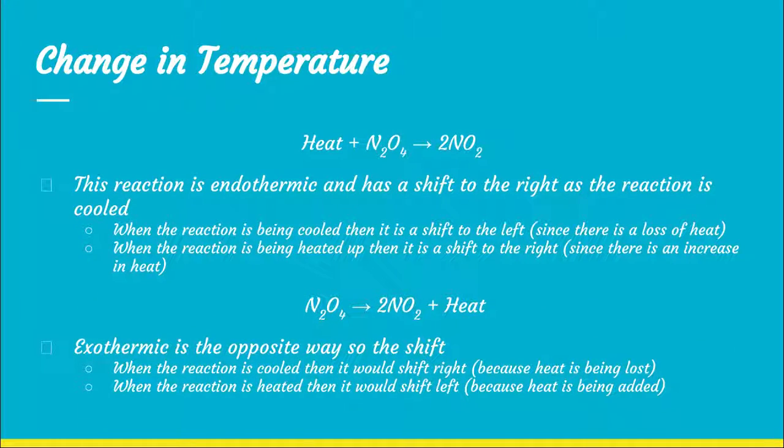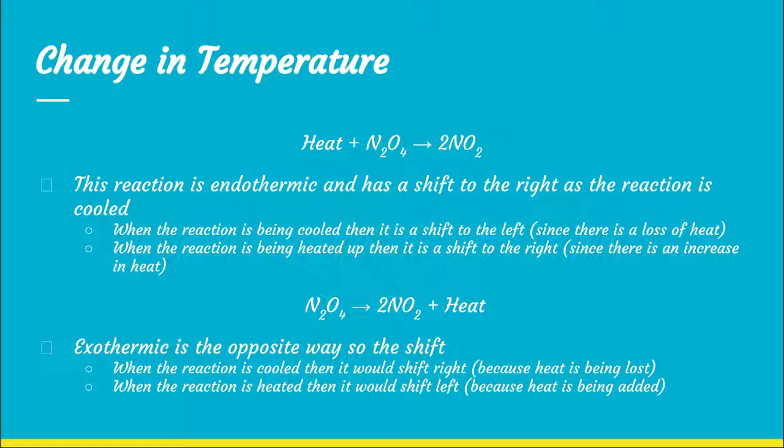My example is adding heat to the left side of the reaction. So heat is added to N2O4, which yields 2NO2. So this reaction is endothermic because heat is positive and it's on the left. So it causes the reaction to shift to the right when it's being heated, and when the reaction is being cooled, then it's a shift to the left since there is a loss of heat. So they're trying to compensate for the heat being gone. And then when the reaction is being heated up, then it's a shift to the right since there's an increase in heat. So they're trying to compensate for the fact that there's more heat being added.